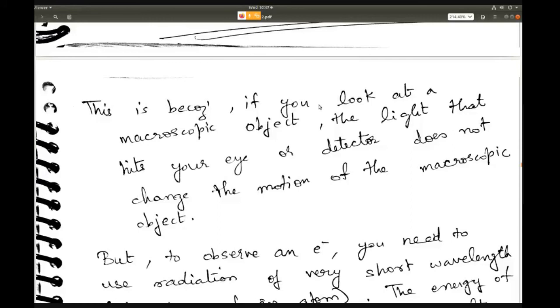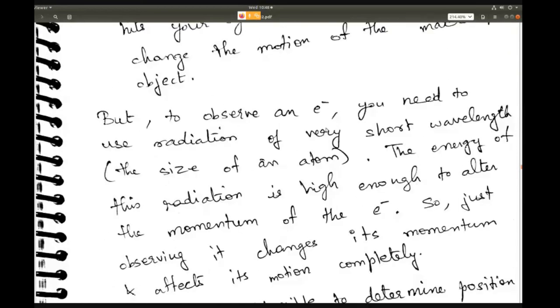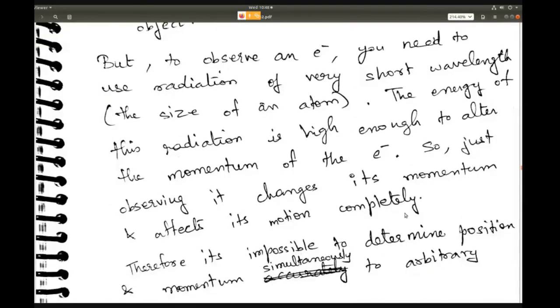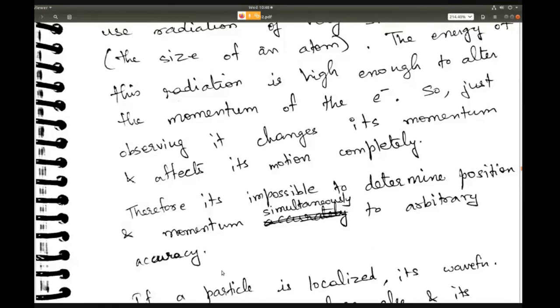So this I've already told you. If you look at a macroscopic object, the light that hits your eye, our detector, does not change the motion of the macroscopic object. But to observe an electron, you need to use radiation of very short wavelength, the size of an atom. The energy of this radiation is high enough to alter the momentum of the electron. So just observing it changes its momentum and affects its motion completely. Therefore, it's impossible to determine position and momentum simultaneously to arbitrary accuracy.